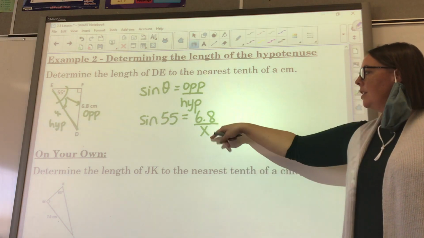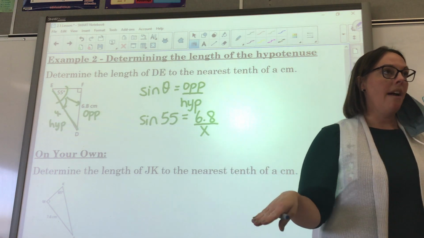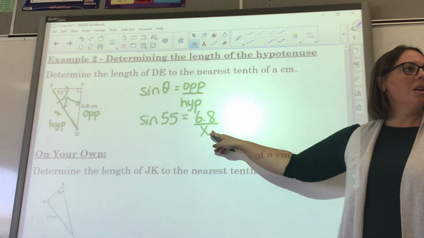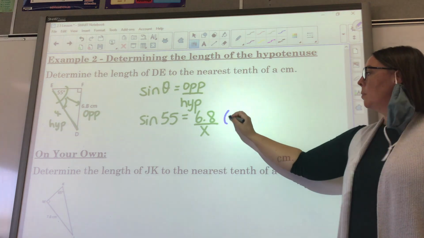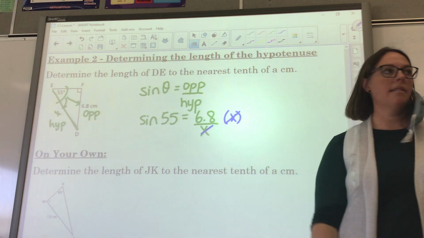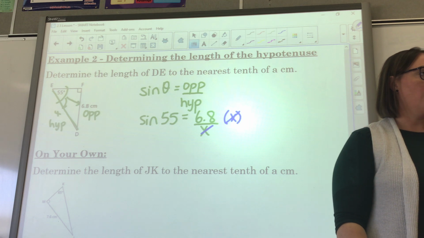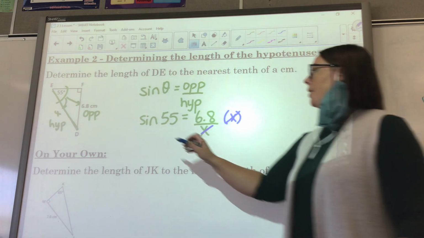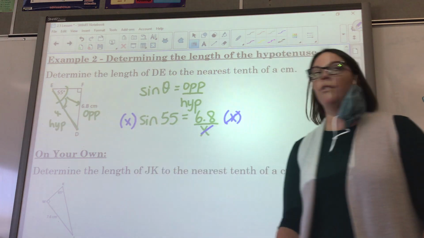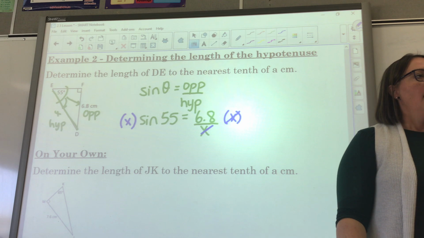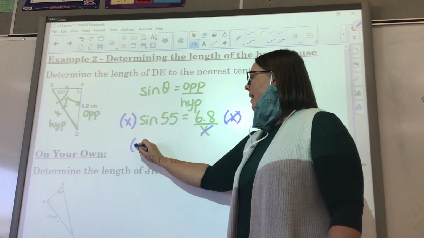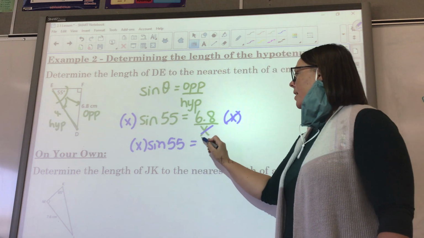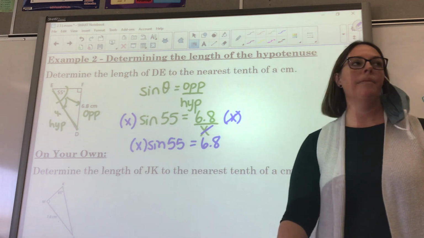So regardless of what's over here, we always want to get rid of that fraction. Okay, Drew? So this is new to you. We're dividing by x. We want that x to go away. So we're going to multiply by x. They cancel each other out. But what I do to one side, I have to do to the other. So I also multiply by x over there. Now what I have when I do that is x times sine 55. And over here now, all I have is 6.8.